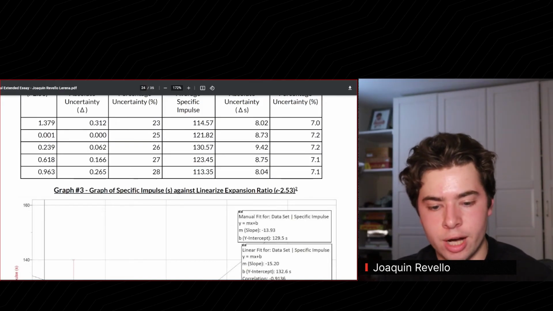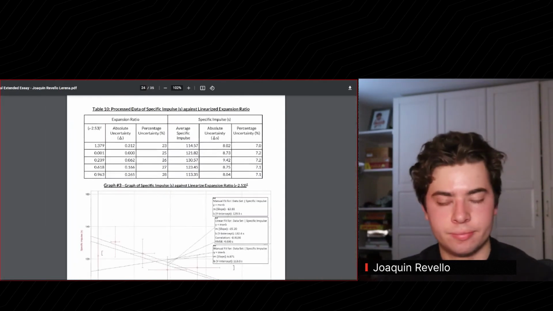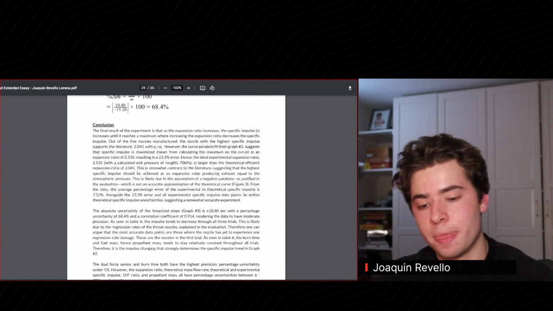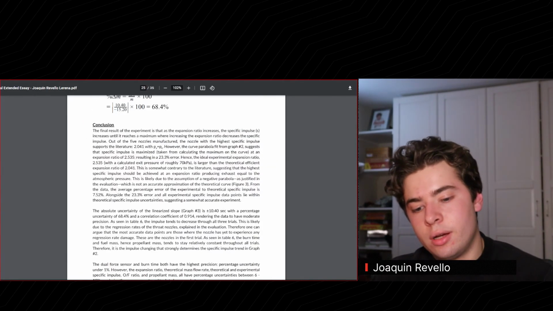Why? Because how do you linearize a quadratic equation? At least that's all I did. I completed the square. Next, conclusion.